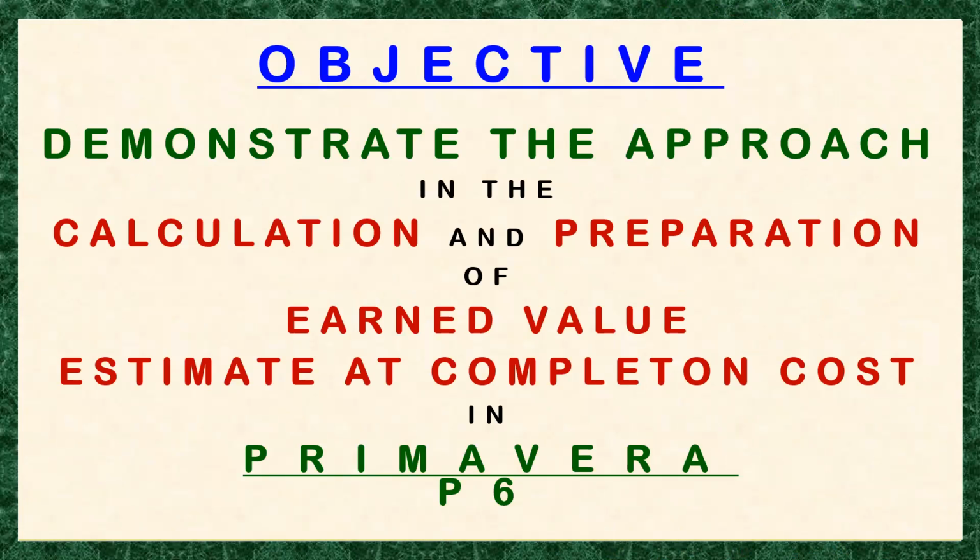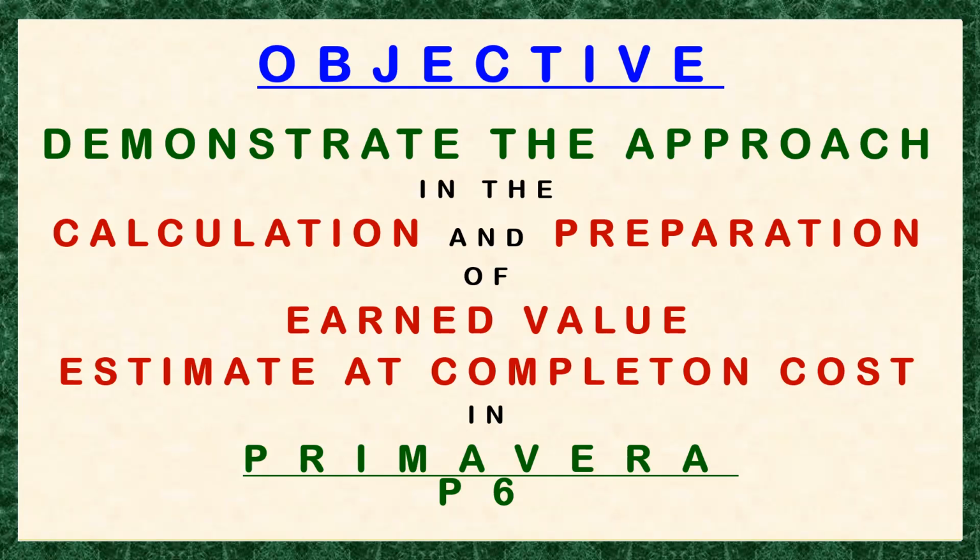Our objective is to demonstrate the approach in the calculation and preparation of Earned Value Estimate at Completion Cost in Primavera P6. Since we have completed our Earned Value Performance Report, now we have to establish a projection of how much this project will cost at completion based on the progress trend or current performance. So estimate at completion is the term used by the EVMS, or the Earned Value Management System.